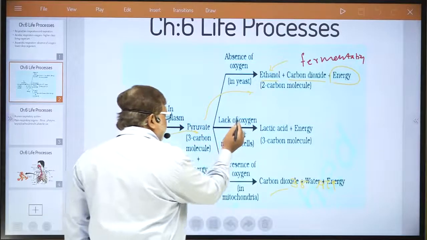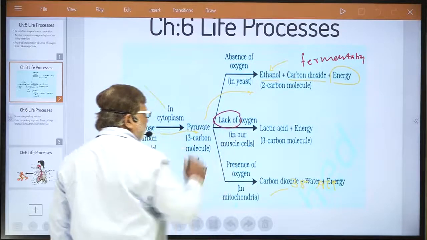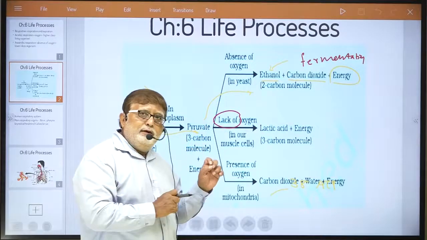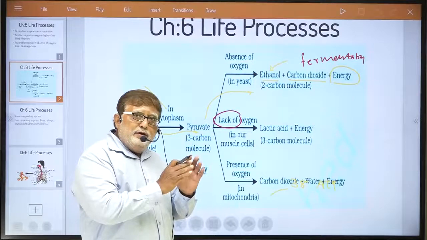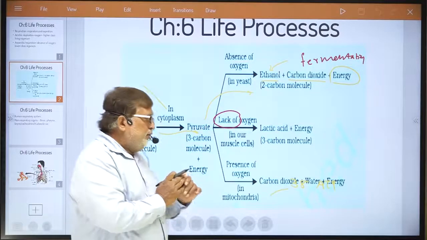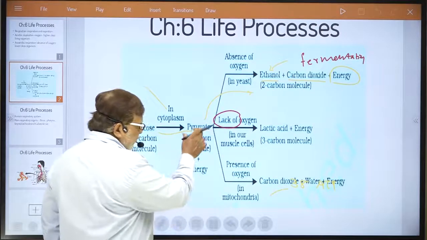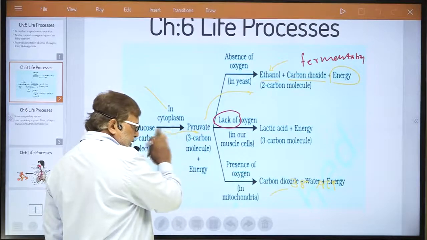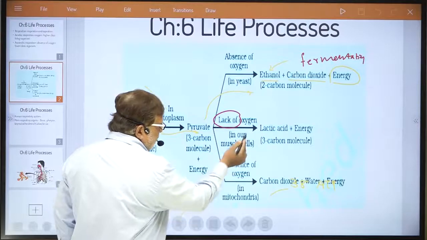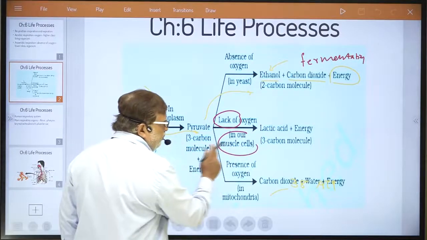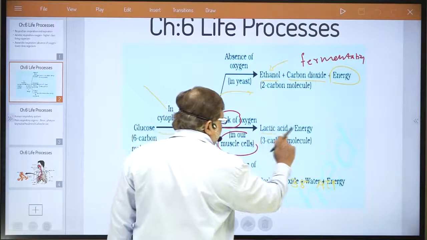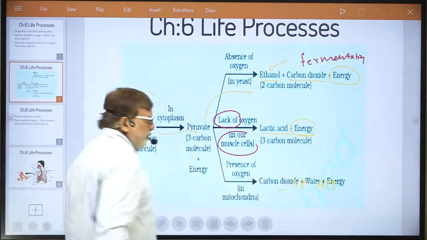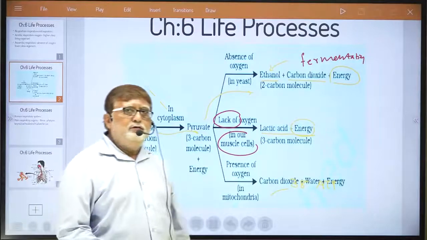Now, if there is a lack of oxygen, that means oxygen is available but not in proper amount, then what happens? This pyruvic acid, which has been formed by decomposition of glucose in the muscle cell, converts into lactic acid and releases a lesser amount of energy. Does it happen sometimes?